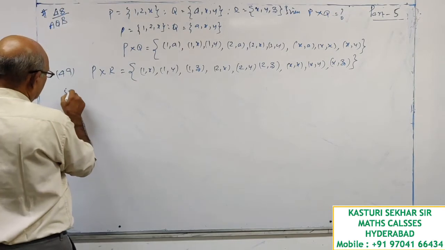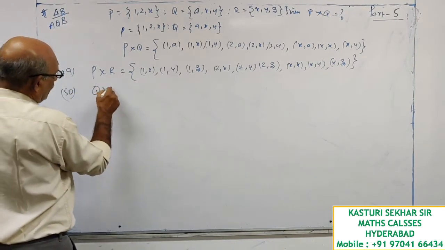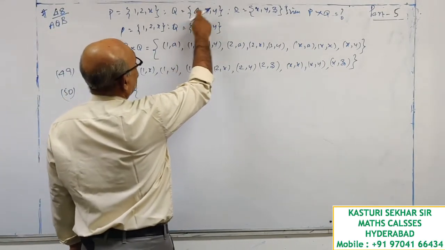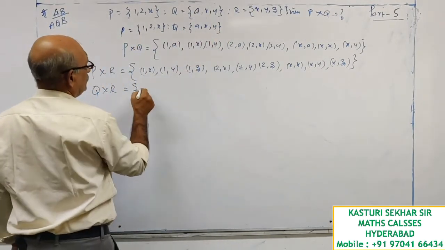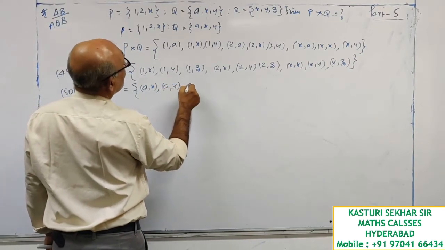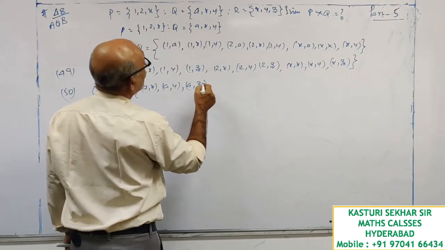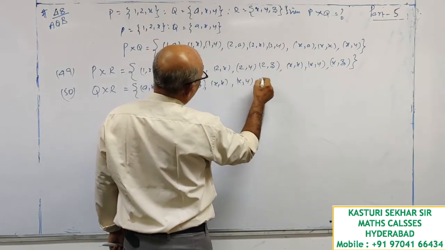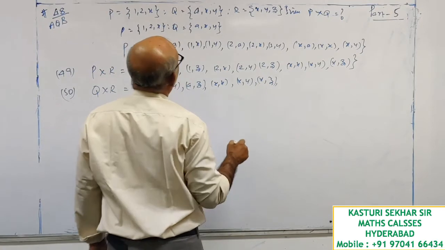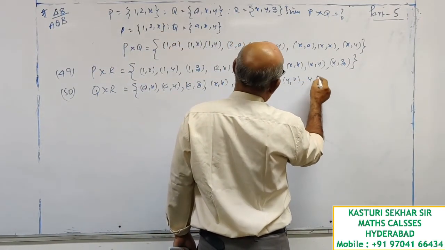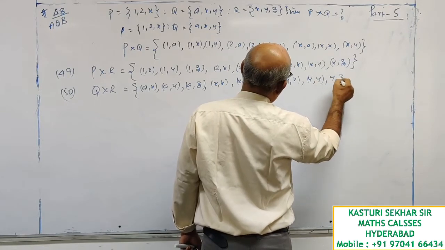Q cross R. The first element is from set Q, the second element is from set R. A comma x, a comma y, a comma z. x comma x, x comma y, x comma z. y comma x, y comma y, y comma z.